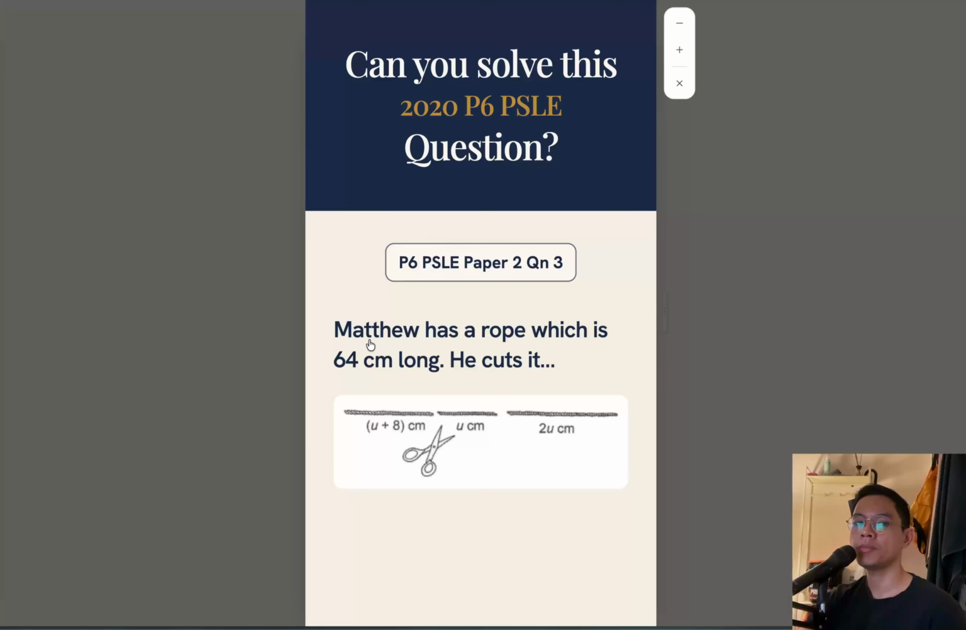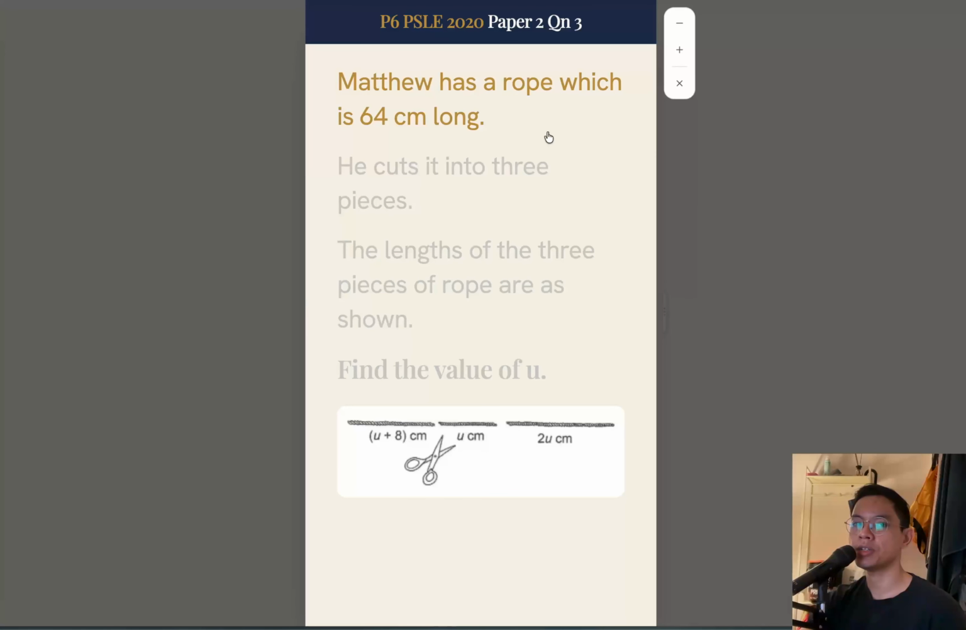Question number 3. Matthew has a rope which is 64 centimeters long. He cuts it into 3 pieces. The lengths of the 3 pieces of rope are shown. Find the value of u.